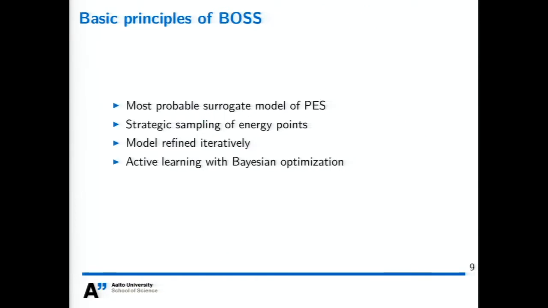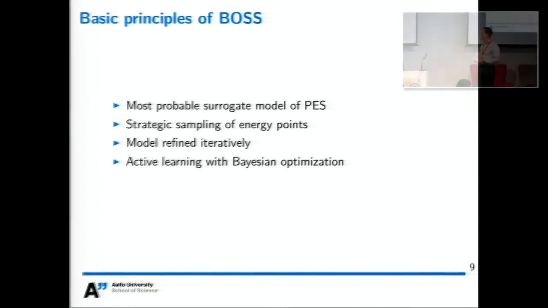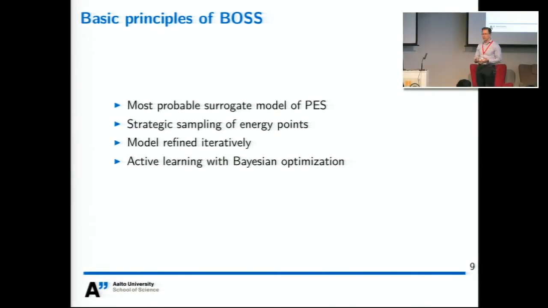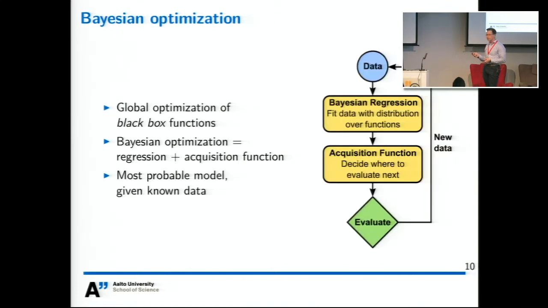Then how is this done? In this process, BOS builds the most probable surrogate model of the potential energy surface by choosing wisely which energy points to calculate. The model is refined iteratively using active learning and Bayesian optimization. Bayesian optimization is a method to optimize unknown, so-called black box functions. And this is done in two steps.